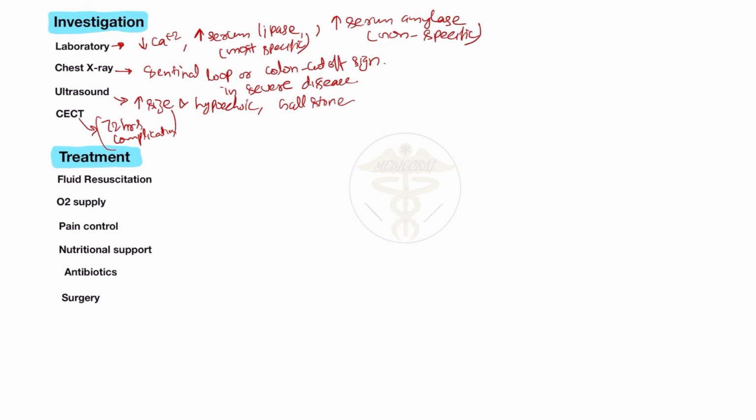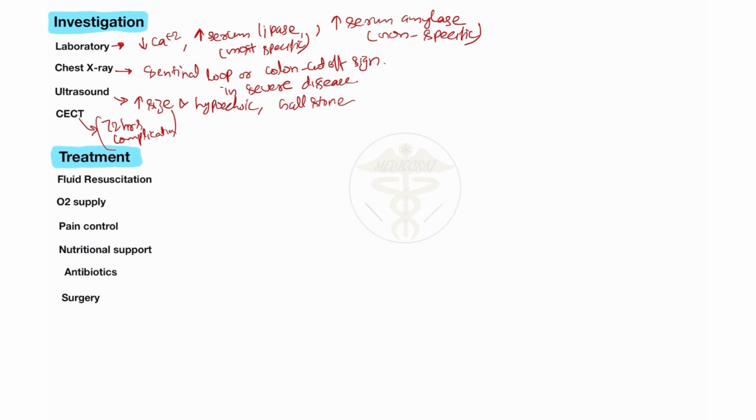You will see a heterogeneous appearance of the pancreas and pancreatic fat stranding. In CECT you will also see an increase in the size of the pancreas and a heterogeneous appearance. So these are all the diagnostic investigations of acute pancreatitis. Treatment: what is the treatment of acute pancreatitis?